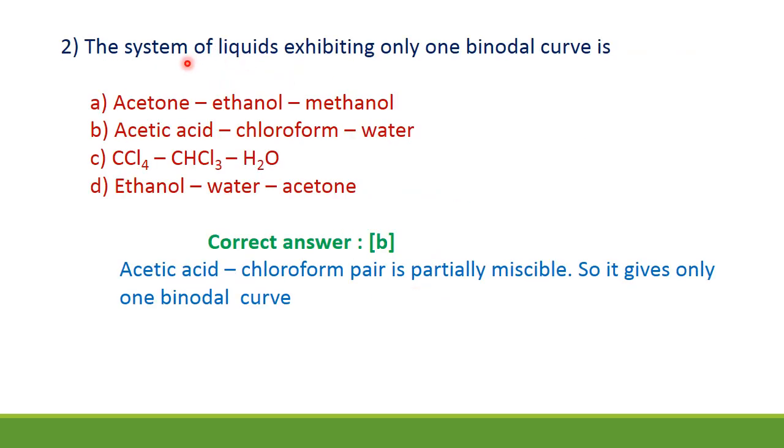Question number 2. The system of liquids exhibiting only one binodal curve. Only one binodal curve means there is one pair that is partially miscible. The acetic acid and chloroform pair is partially miscible. So it gives only one binodal curve. The correct answer is B, acetic acid, chloroform, water. And this system shows only one binodal curve.